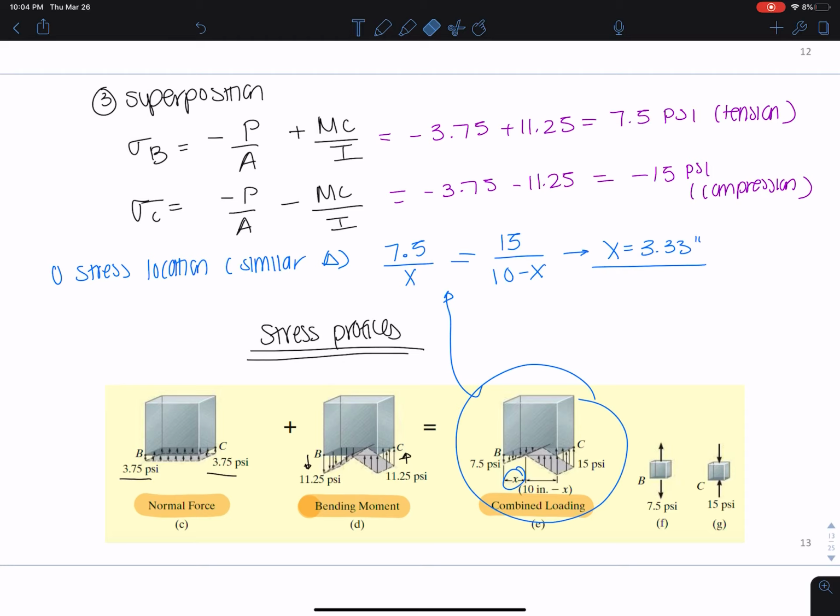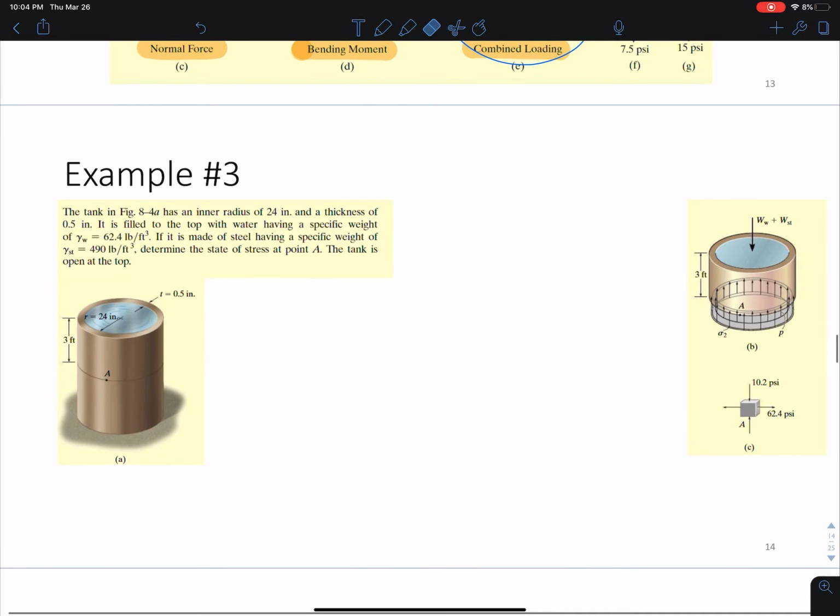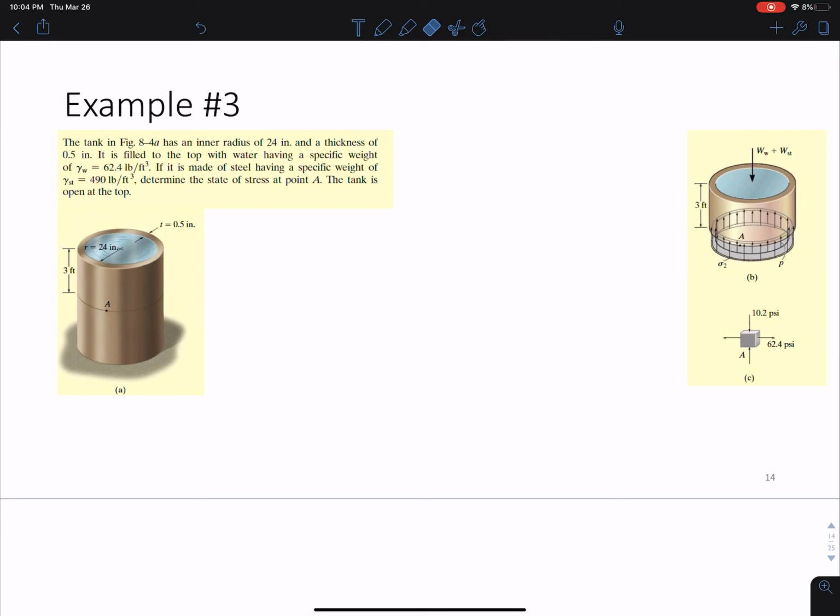Okay. All right, so let's try another one of these. This is going to be a thin-walled pressure vessel example. This one is a little bit more involved, so let's work through this one a little slower. Okay, so let's read through this. We have a tank here and it has an inner radius of 24 inches and a thickness of 0.5 inches. It's filled to the top with water having a specific weight that's given, and it's made of steel having a specific weight of this. Determine the state of stress at point A, and the tank is open at the top. So you're going to have to remember your equations for weight of water in terms of density, but those will be given to you. You don't have to memorize these.